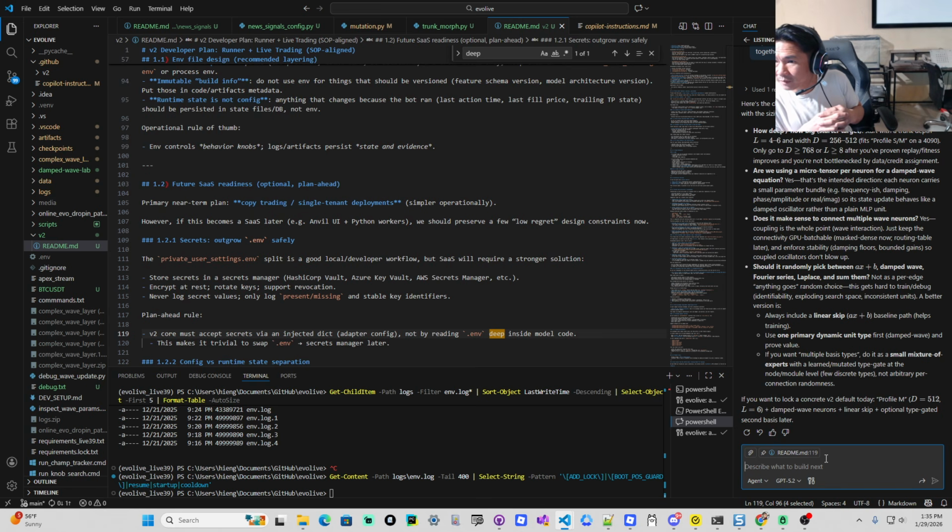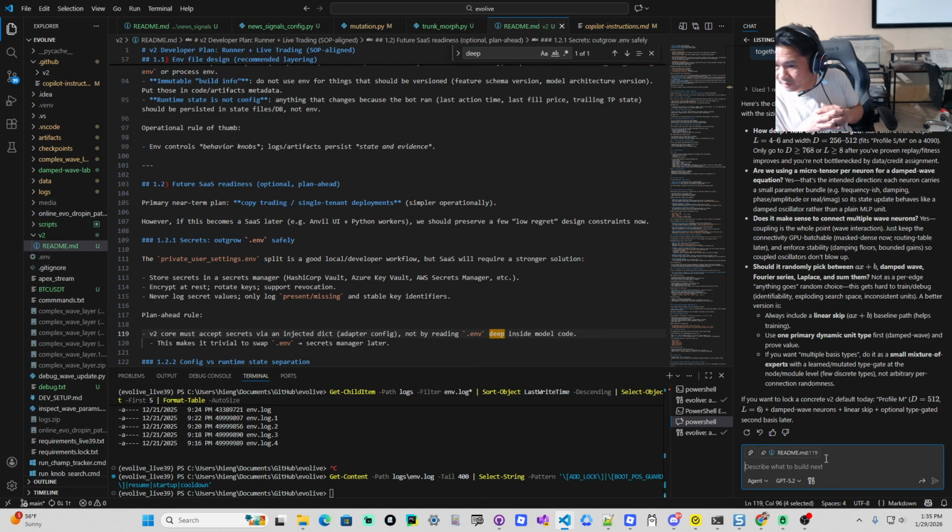Replay fitness improves, you're not bottlenecked. Are we using a microtensor per neuron? Depth wave question? Yes, that's intended. A small parameter bundle, frequency or snapping, plays up to real and imaginary, so this update behaves like a depth. Multi-wave neurons, yes, coupling. Just keep the connections batchable: mass tensor, route table. Picking between AX plus B and the depth wave as a per-edge anything-goes random choice gets hard to train and debug. Search space consistent. A better version is to always include a linear skip base path, which helps training.